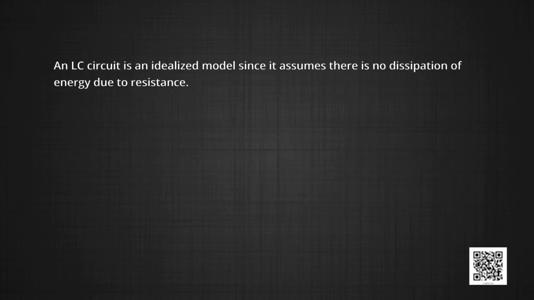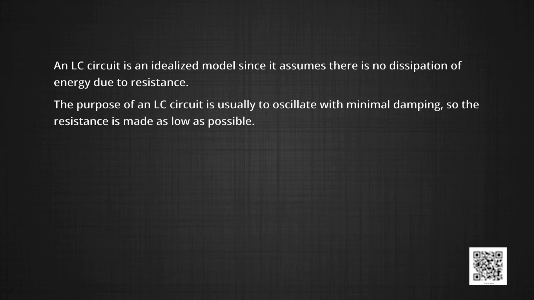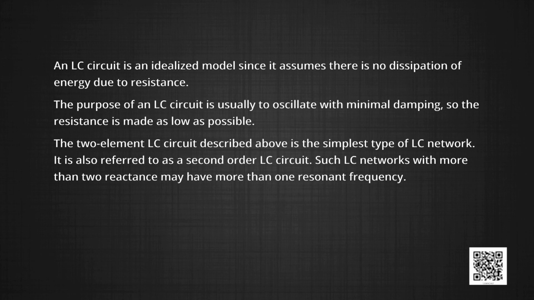An LC circuit is an idealized model since it assumes that there is no dissipation of energy due to resistance. The purpose of an LC circuit is usually to oscillate with minimal damping, so the resistance is made as low as possible. The two-element LC circuit described above is the simplest type of LC network. It is also referred to as a second order LC circuit. Such LC networks with more than two reactants may have more than one resonant frequency.